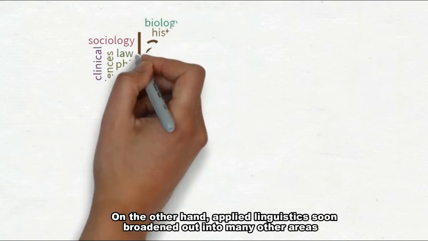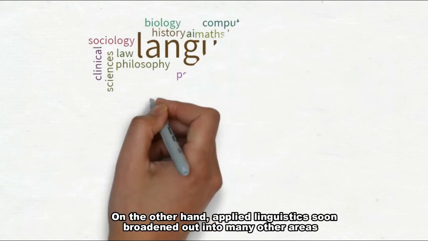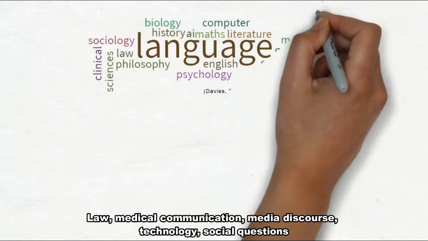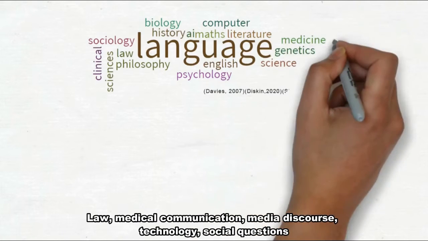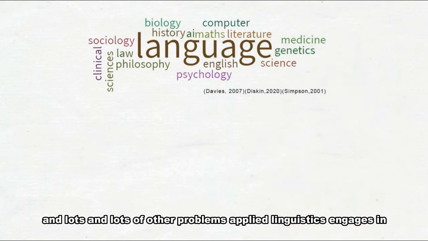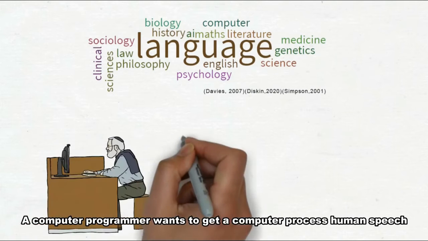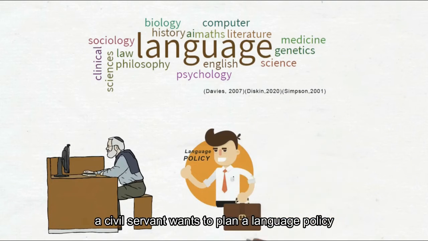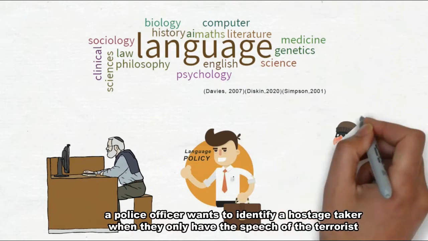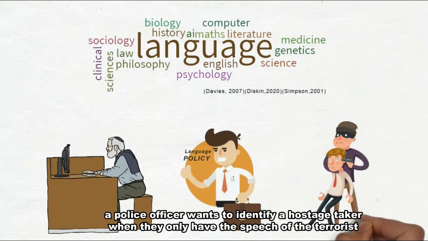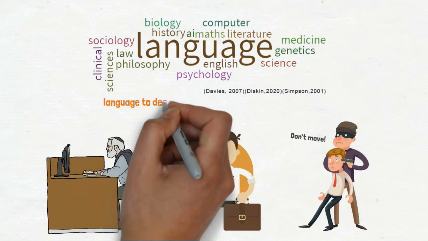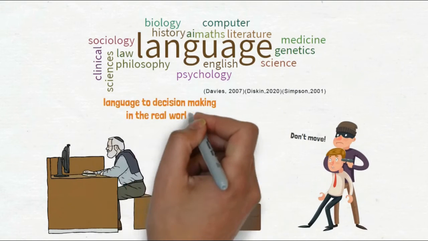On the other hand, applied linguistics soon broadened out into many other areas: law, medical communication, media discourse, technology, social questions, and lots of other problems applied linguistics engages in. A computer programmer wants to get a computer to process human speech. A civil servant wants to plan a language policy. A police officer wants to identify a hostage taker when they only have the speech of the terrorist. All those are real-world language-related problems embraced by applied linguistics.